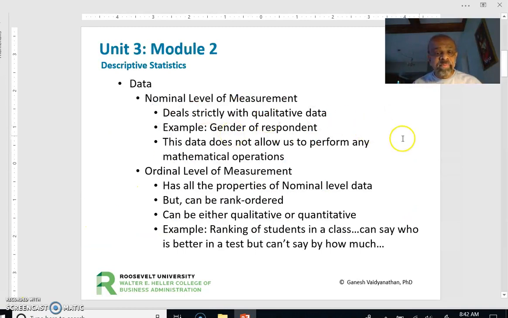So here, there are different types of data. When you say data, basically what does that mean? Data means like your name, my name, number 45, number 88, 45 degrees Fahrenheit. These are all data basically. Now we are going to use this data in different levels of measurement.